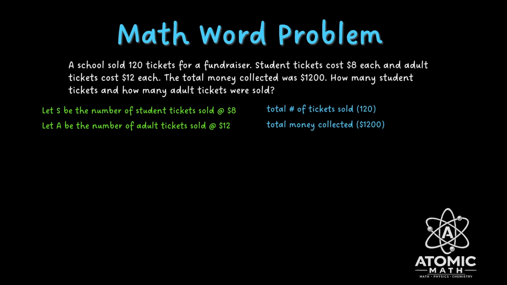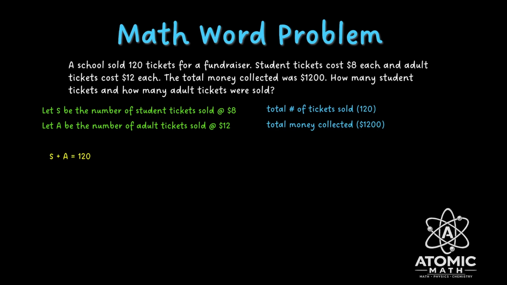So let's just start building some facts. Don't even think of them like equations, okay? If I sold 120 tickets, then that means some combination of the adult tickets and the student tickets has to equal 120. So I can create this equation right here that says S plus A must equal 120.